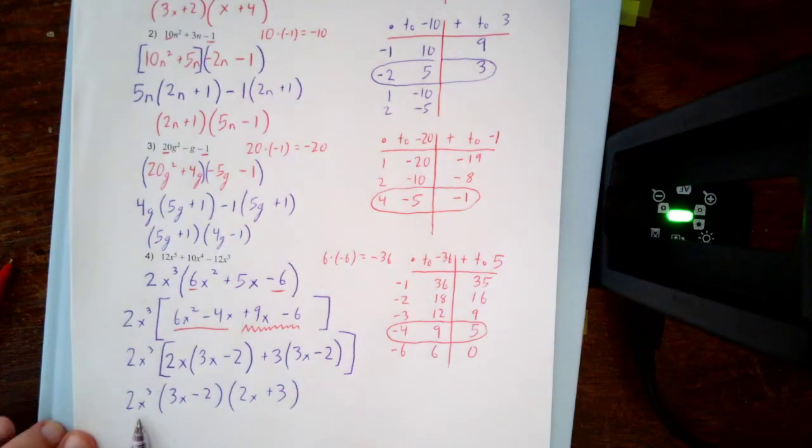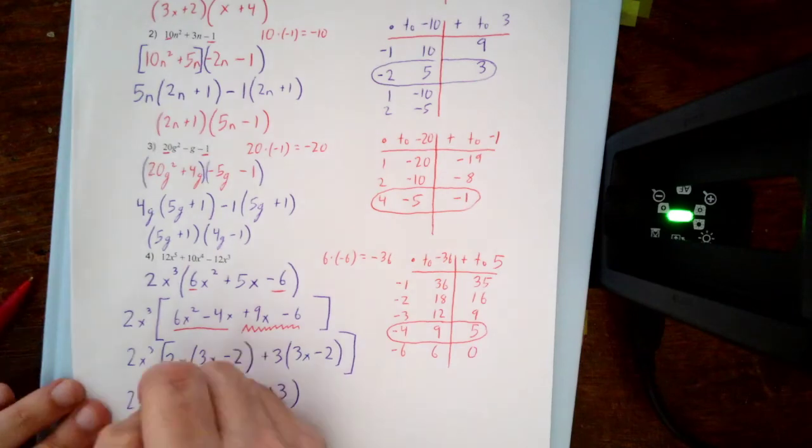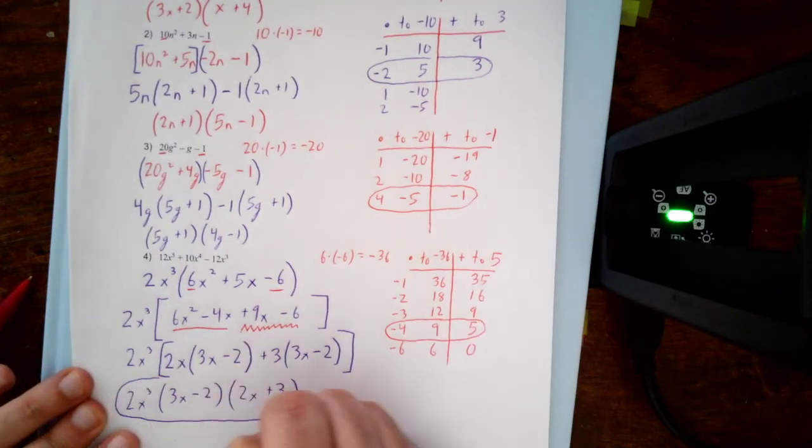So my final answer, I have the GCF of 2x cubed. That's one of my factors. The next factor is 3x minus 2. And the last factor is 2x plus 3. Those are the factors for this problem.